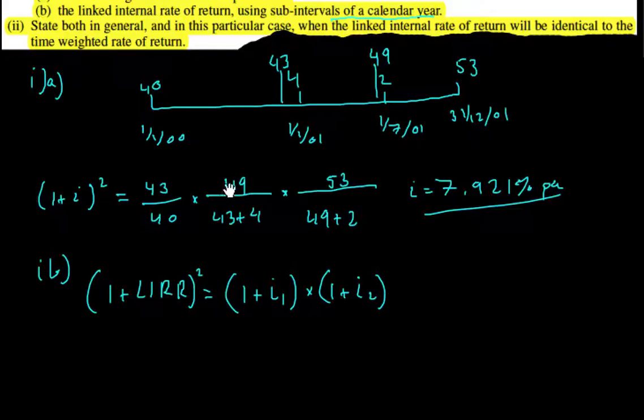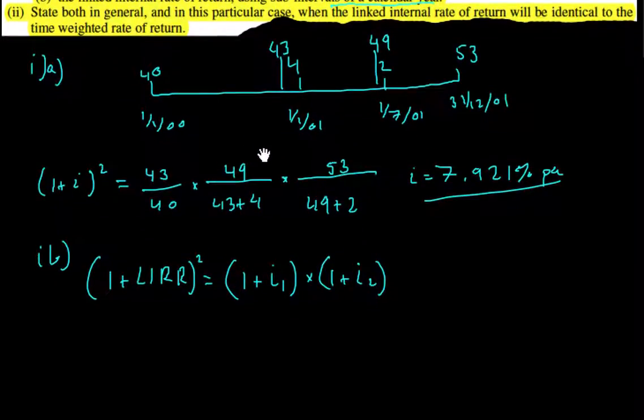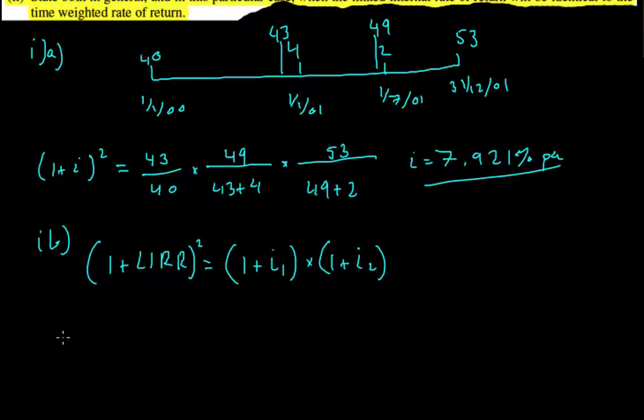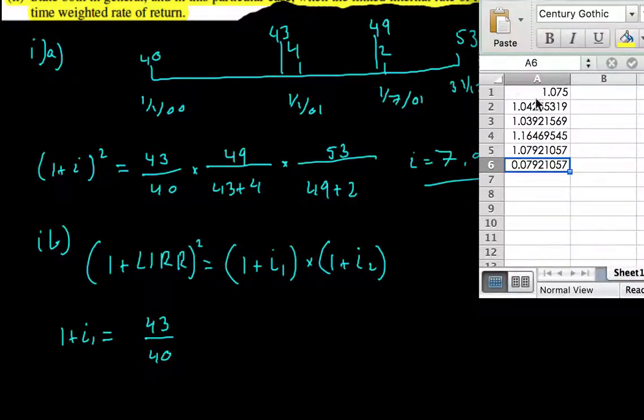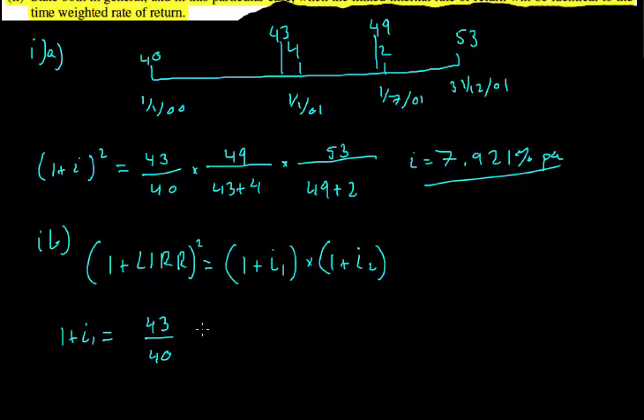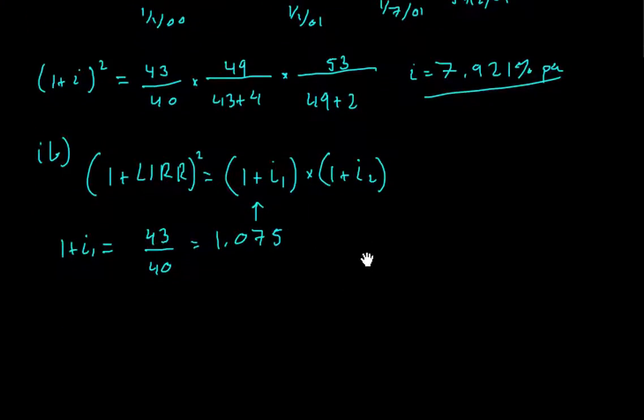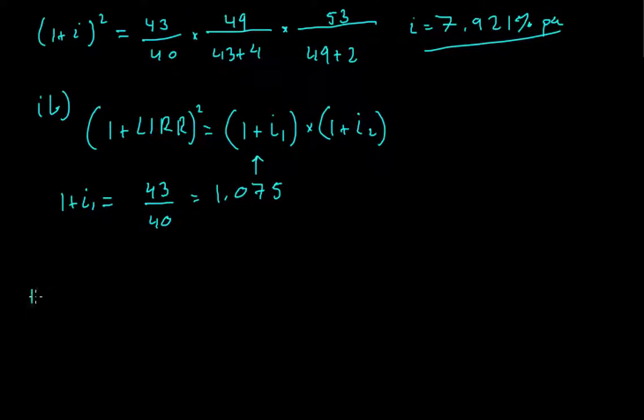So how do we find what this bit is over here? Well, the first bit, 1 plus i1, easy enough to do because it's only been one thing in 1 year, so that's going to be 43 divided by 40. We worked that out in Excel over here. That's 7.5%, so 1 plus i1 equals 1.075. That's that bit over there. We should remember that. And now to find out our i2. So this is what we need over here.